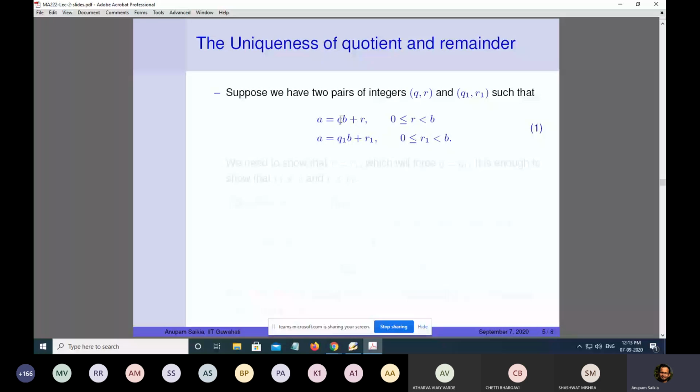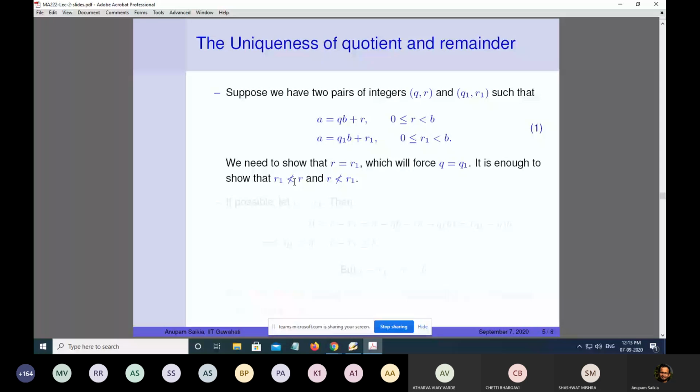In other words, it's enough to show that R1 cannot be less than R and R cannot be less than R1, because if we have two integers, one has to be strictly bigger than the other or they are equal. So we'll show that one cannot be strictly bigger than the other.